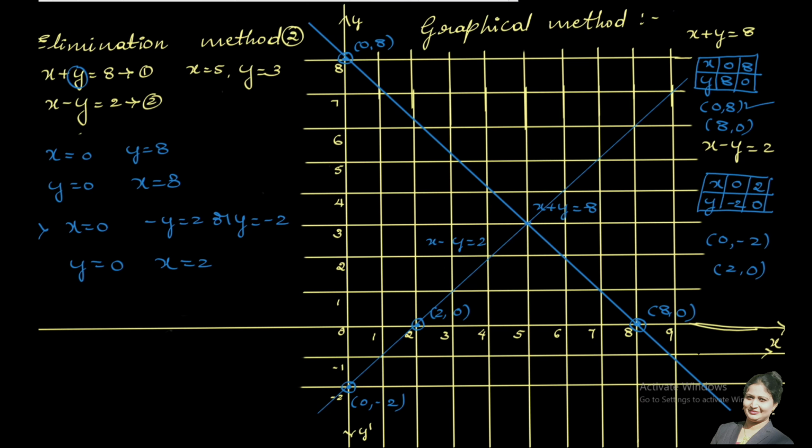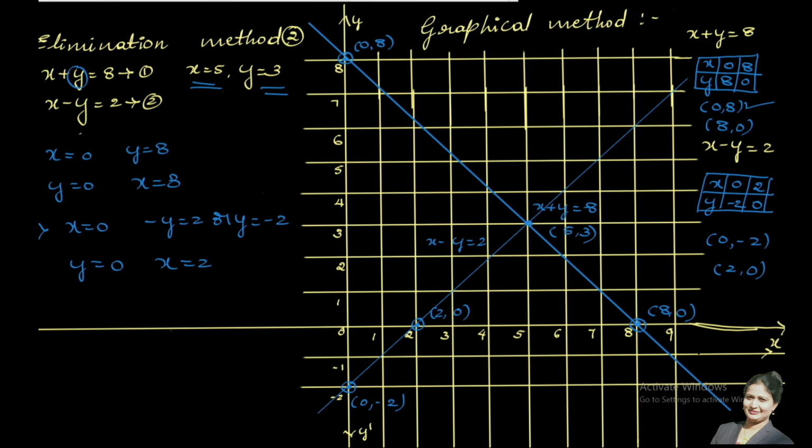The value obtained here, see, this one is 5 and this one is 3. That means the x coordinate is 5 and y is 3. The same value is obtained in the elimination method also: x is equal to 5 and y is equal to 3, and in the graphical method also x is 5 and y is 3. So in two methods the same value is obtained.